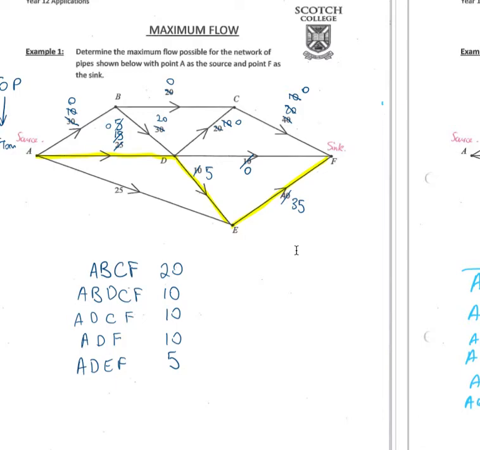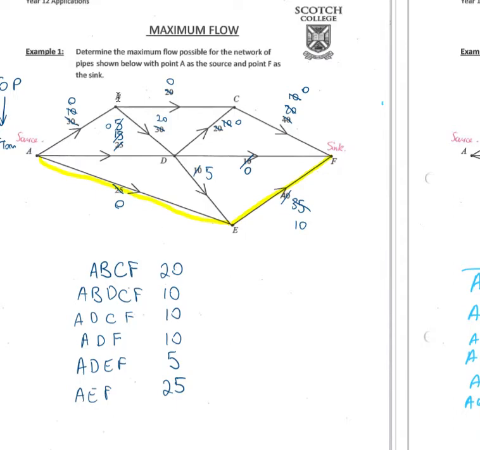Next step, find the next route. We can see we've used up this pipe here, so we're going to have to go to A, E. And following the arrows, A to E, E to F. The most we can use up here is 25. So write out A, E, F, 25. Take out 25 of each of those networks, and so we're left with 25 there. Now we consider, what's the next path?